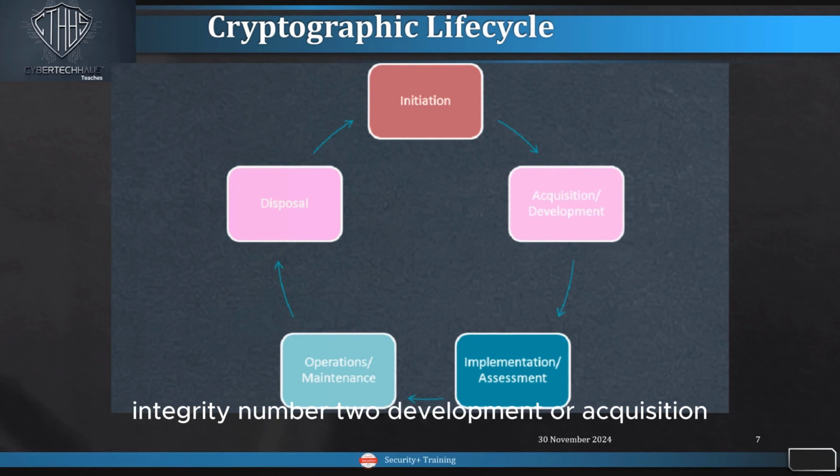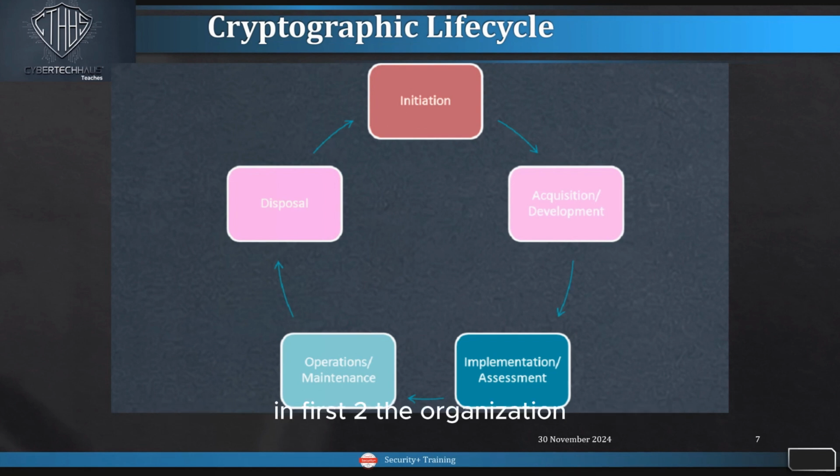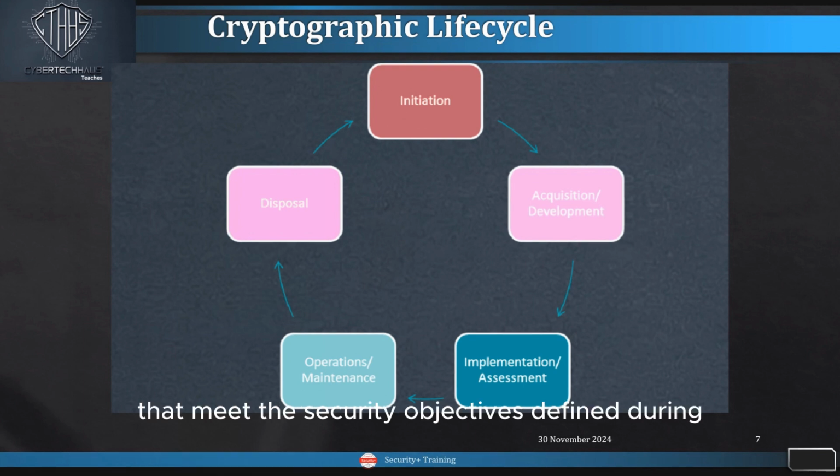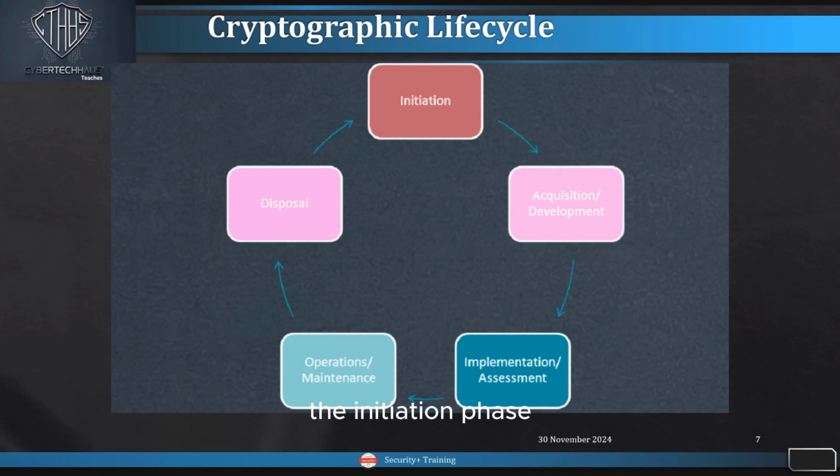Number 2, development or acquisition. In phase 2, the organization either develops or more commonly acquires the cryptographic system. This means finding the right mix of software, hardware, and algorithms that meet the security objectives defined during the initiation phase.